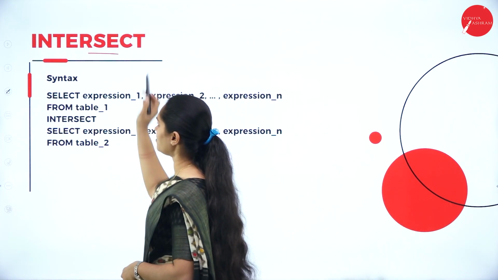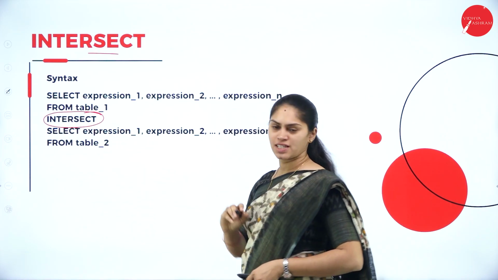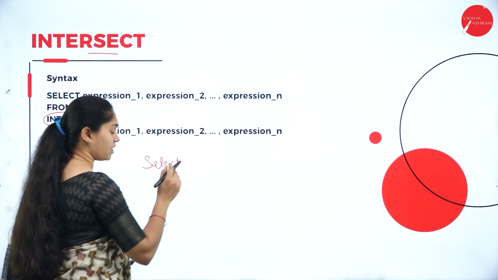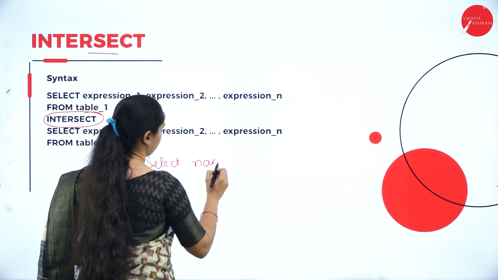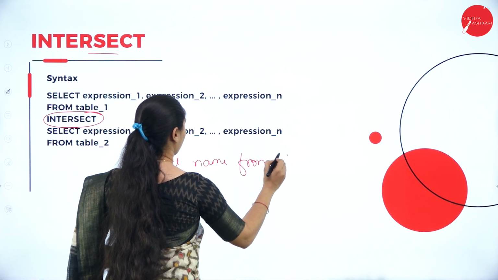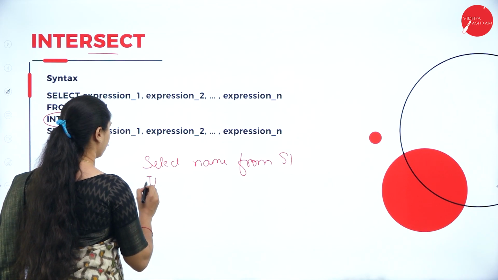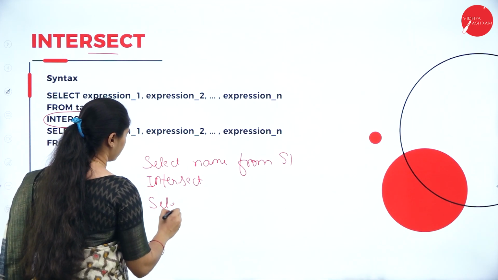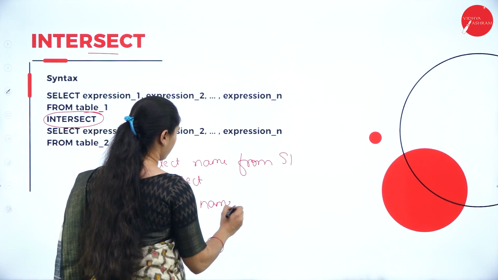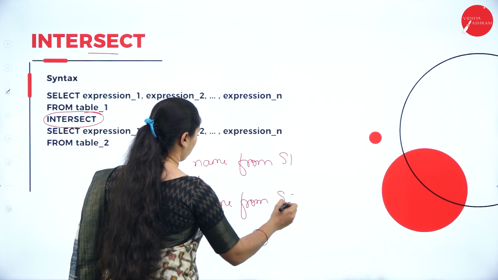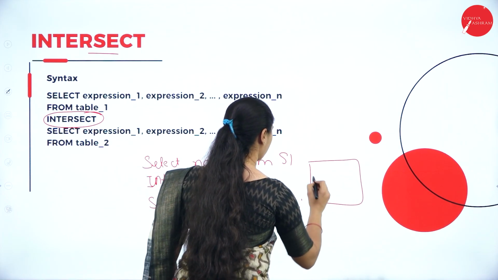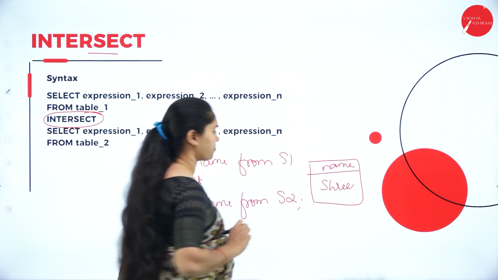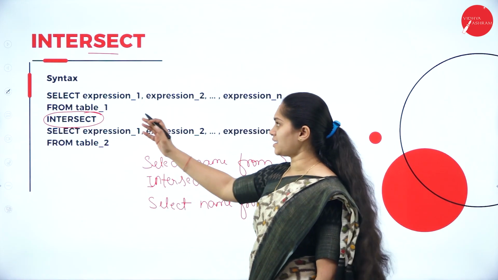What is the next one? We have intersect. So here we have to change only the keyword to intersect. Let me take the example which will return the common values. Select name from S1 intersect select name from S2. What will it return? It will return the name column values which are common in both S1 and S2. There we have Shri. This is how intersect works.